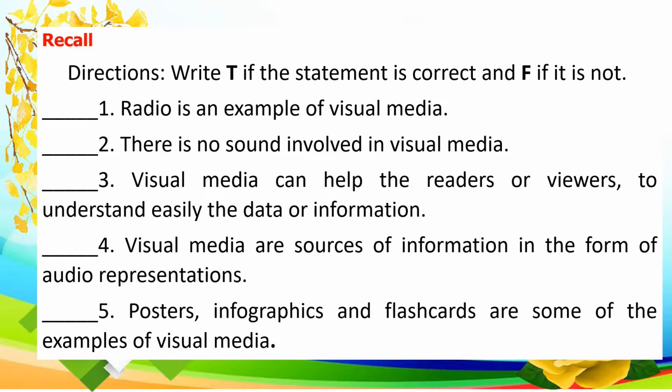All right, so let us recall our past lesson. For the directions, write T if the statement is correct and F if it is not. Let's start with number one. Radio is an example of visual media. What's your answer? It's F, of course. Number two, there is no sound involved in visual media.